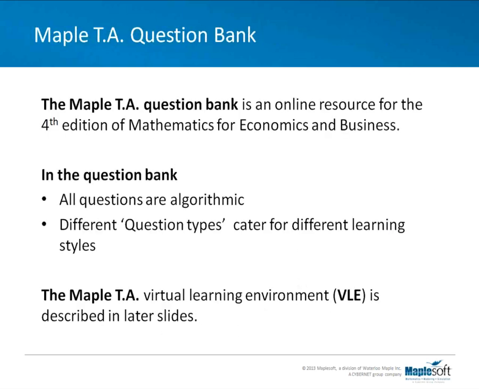Now, the Maple T.A question bank, which I referenced before, is an online resource for the 4th edition of this textbook, Mathematics of Economics and Business. Now, these interactive questions allow students to practice at their pace in their own time, as well as spend time on topics that they may find difficult themselves. So in the question bank, all the questions are algorithmic. So what this means is, one template may produce hundreds of similar questions by randomizing numbers or variable names.